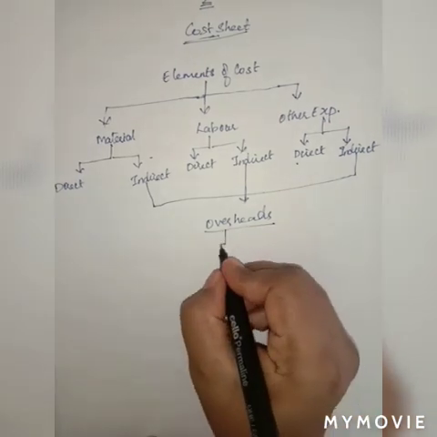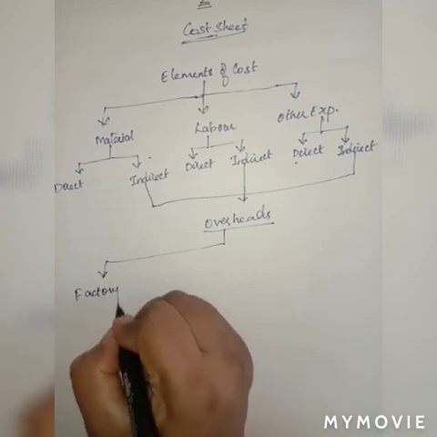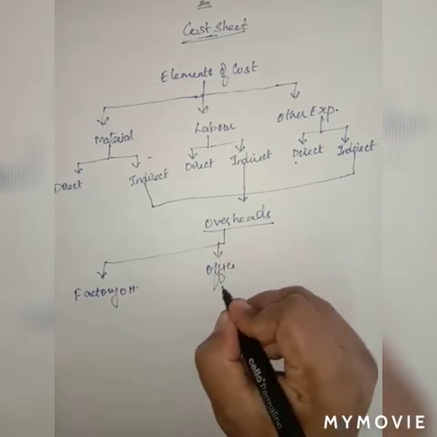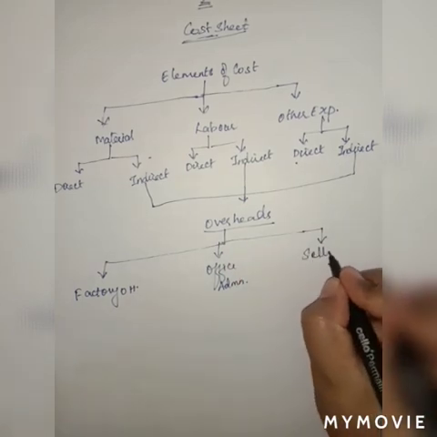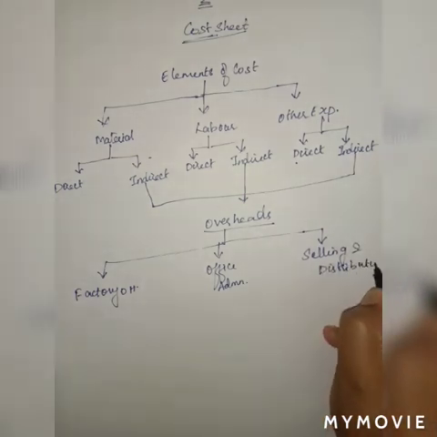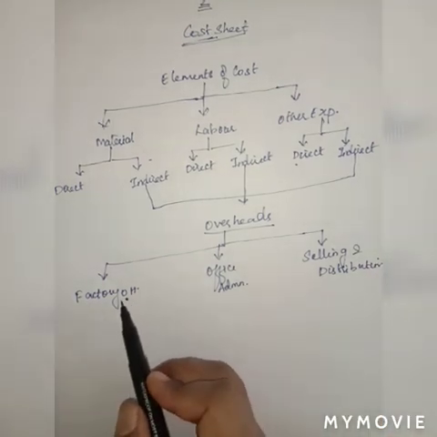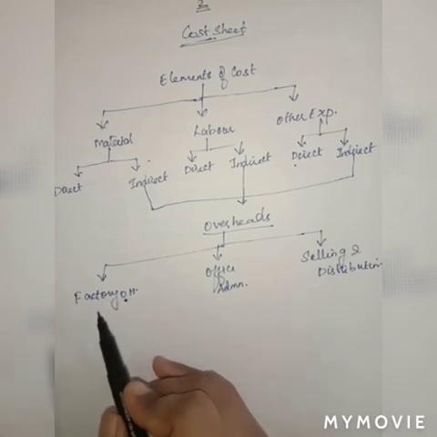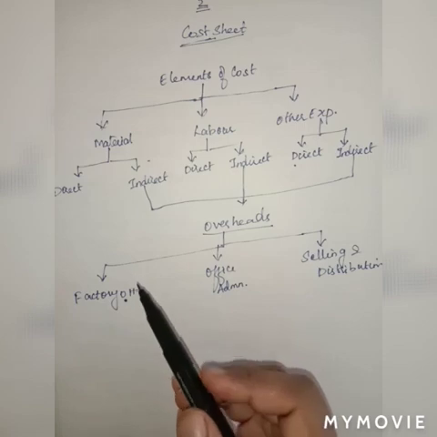And these overheads can again be subdivided as factory overheads, office or admin overheads, and selling and distribution overheads. So in the factory you need to pay factory rent, machinery depreciation. Likewise you have a lot of expenses which are related with the factory, the infrastructure which is used for the production. So this helps the production process indirectly.